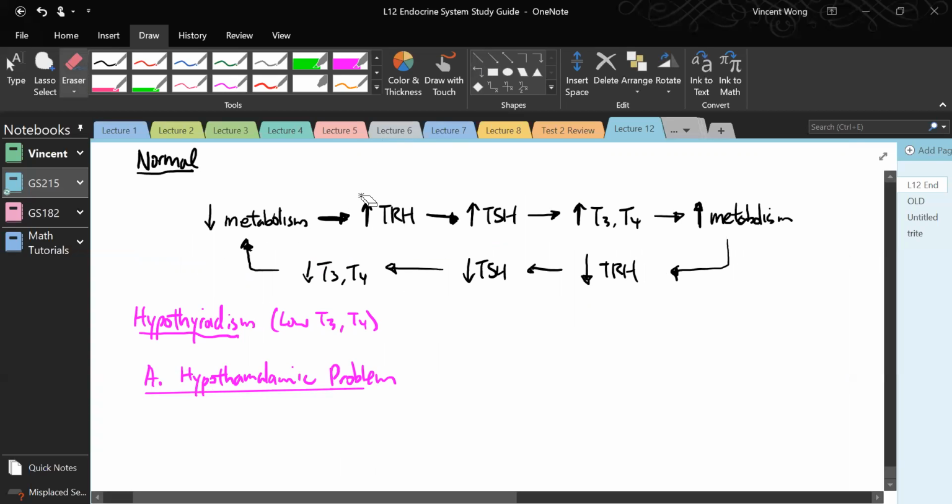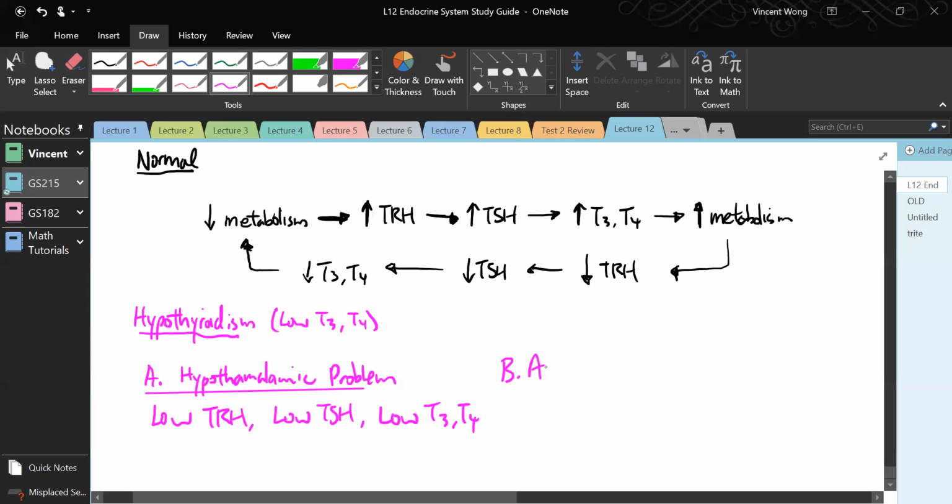Well, the hypothalamus releases TRH, right? So, if the hypothalamus is not making enough, then you would have low TRH, which will result in low TSH, which then in turn would result in low T3 and T4. Okay, so that's the test result if the problem originates from the hypothalamus.